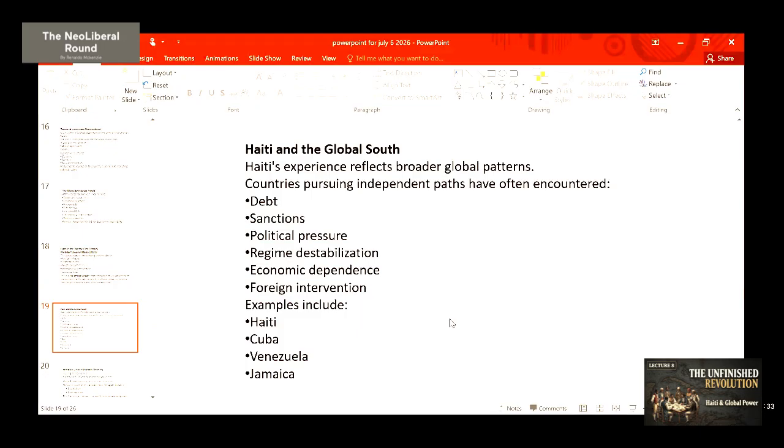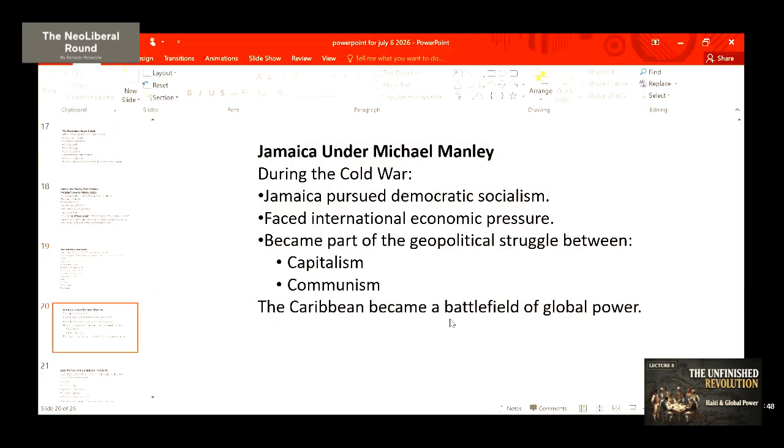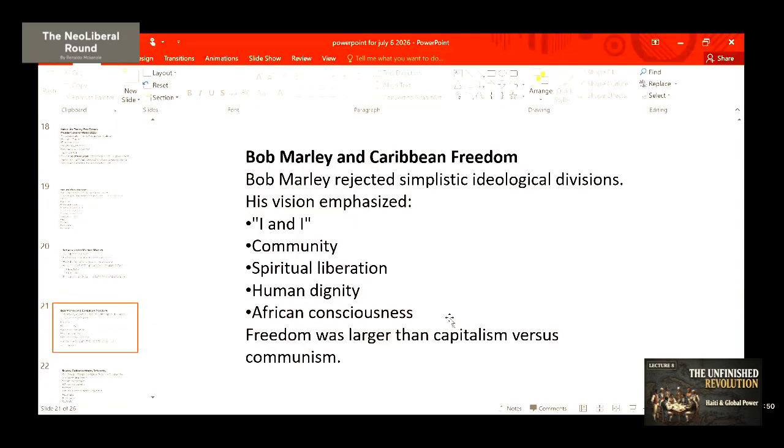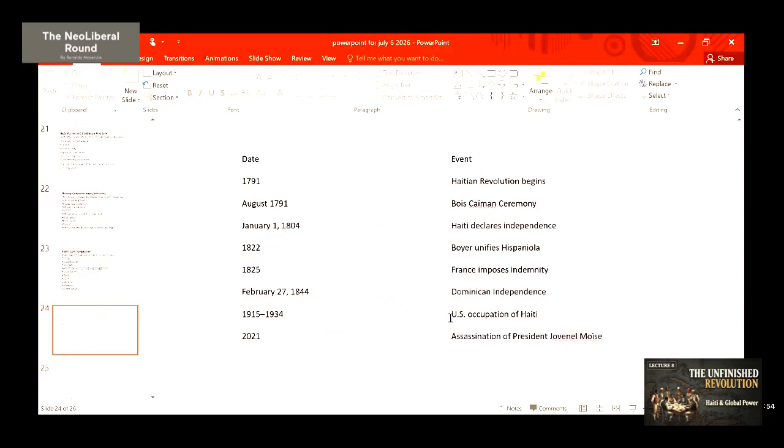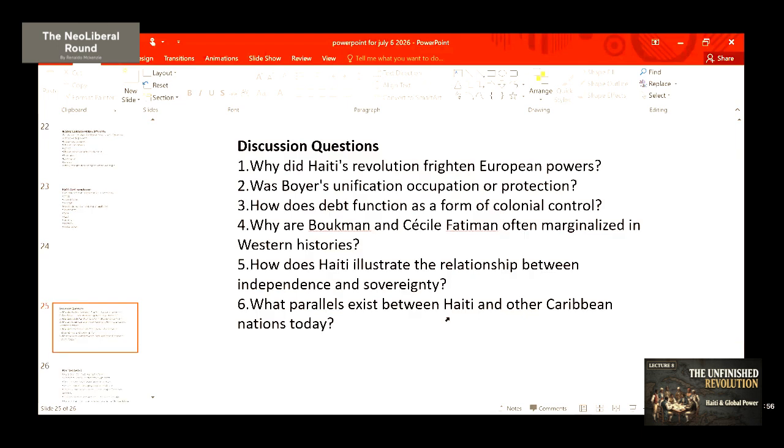I understand where Lisa is coming from. As Black and brown countries, formerly post-colonial countries, we always want to learn from some of these things so that we don't make the same mistakes. And I say that's why we have to be strategic in terms of our development. Jamaica under Michael Manley, Bob Marley and Caribbean Freedom, reading Caribbean history. We'll wrap up with that next week.